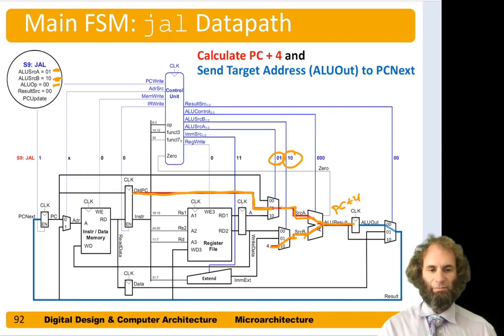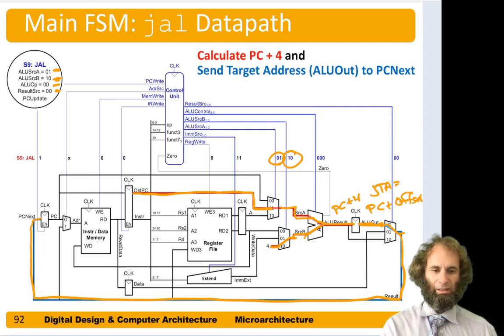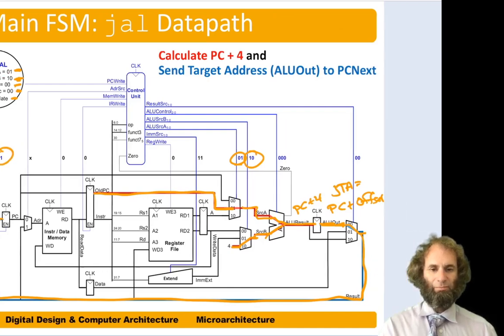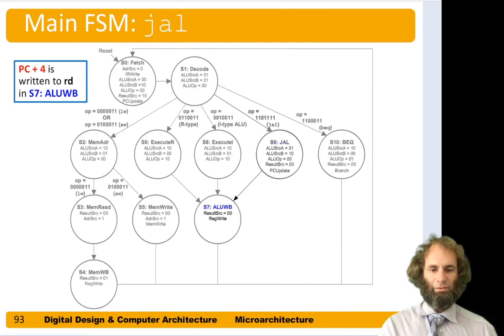Let's take that result. Meanwhile, we have the PC plus offset, which was our jump target address, sitting in ALU out during the third step. So we're going to choose that with result source being 0 and assert PC update to write the program counter with this jump target address. So that's this step.